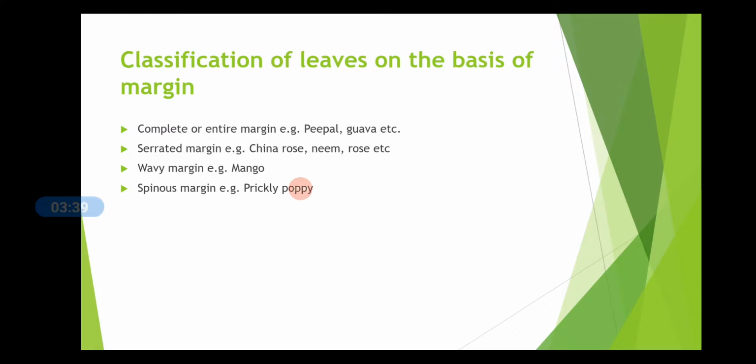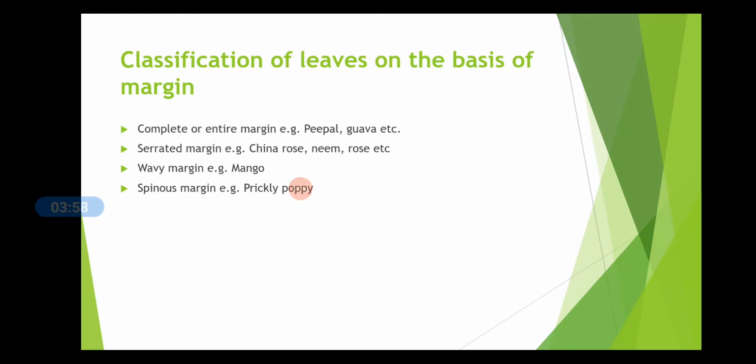Now classification of leaves on the basis of margin. A complete or the entire margin is present in the peepal leaf, the guava leaf, and etc. Here the margin is not divided, it is complete.